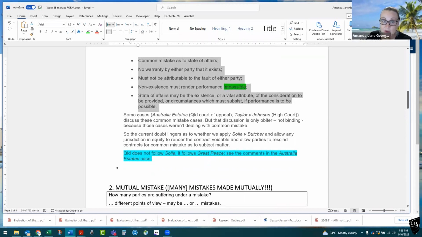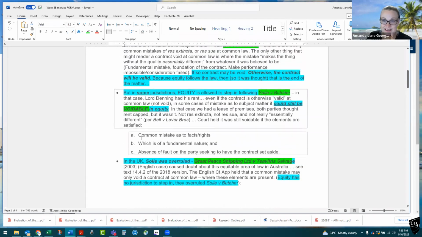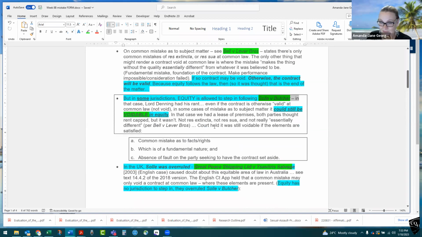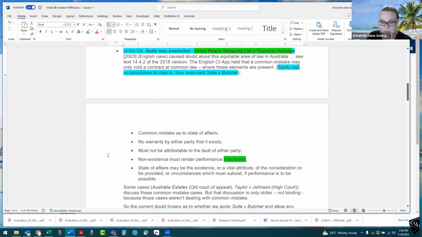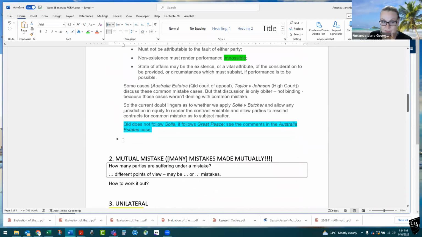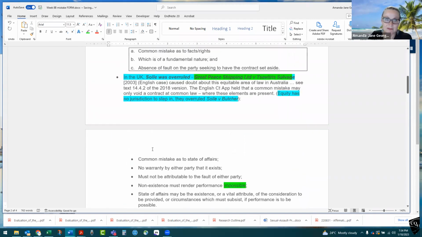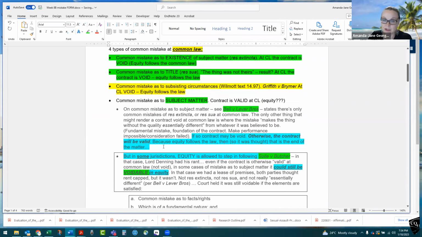Okay. Now in Queensland, we follow that strict decision of Great Peace. But interestingly, there are other states in Australia which have preferred Solly and Butcher. So it's all, as I said, a bit of a higgledy-piggledy mess at the moment. And have a look at my answer guide if you have any queries on that. Okay, so that's common mistakes as to the subject matter.